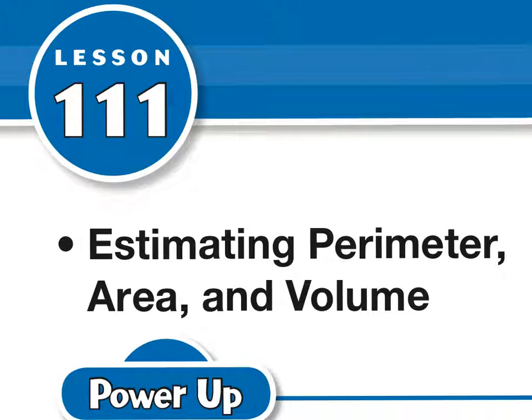Lesson 111 is called Estimating Perimeter, Area, and Volume. Now, when you do this one, this is one that you really need pictures for. This isn't one where you are going to do a lot of problems where they're just going to give you numbers, because that kind of defeats the purpose, and you'll see what I mean here in a second. But you're going to get pictures, and there's just a couple strategies that you might use.